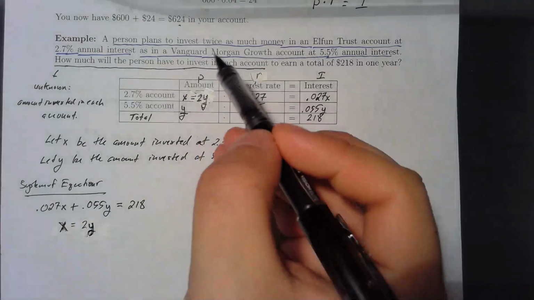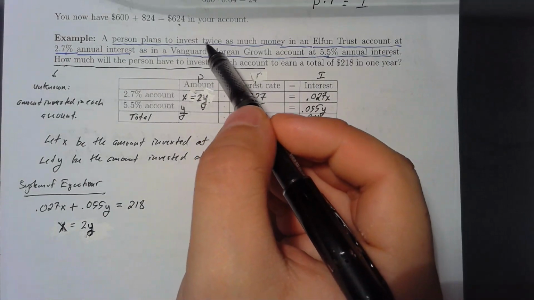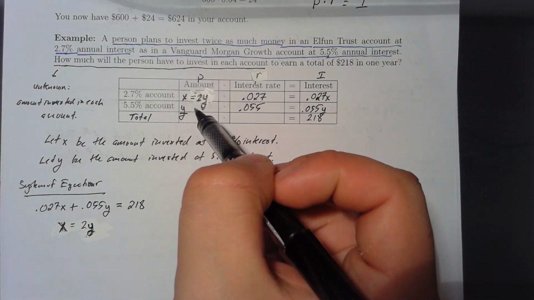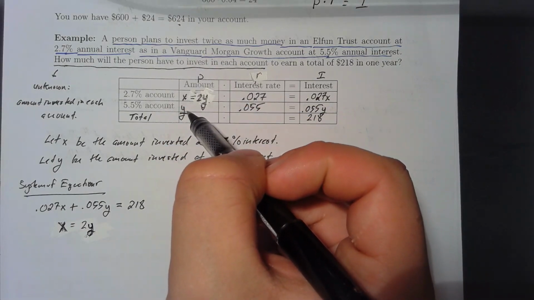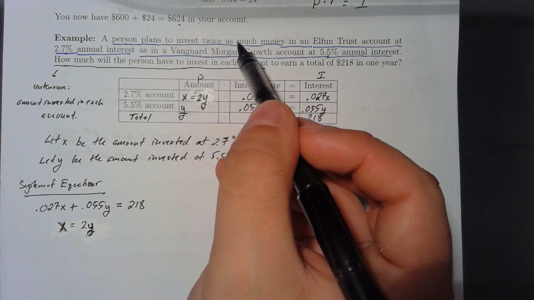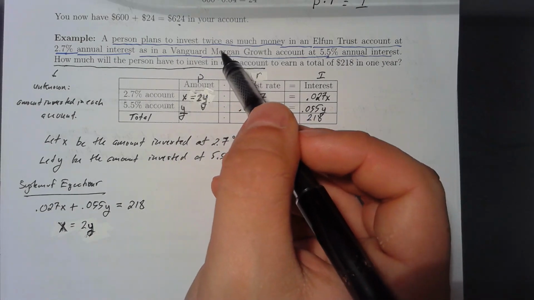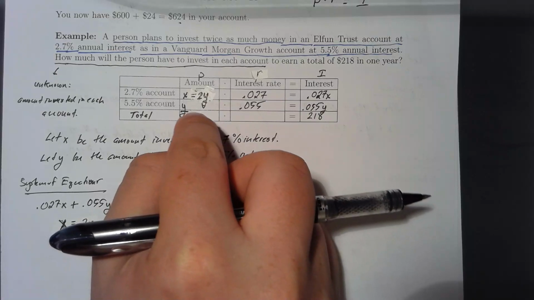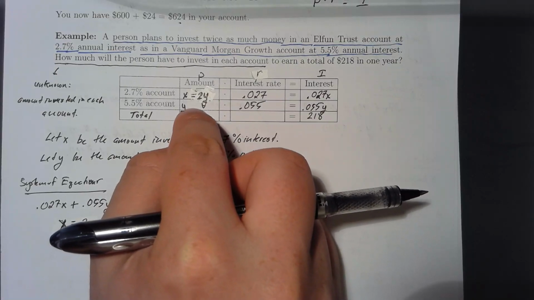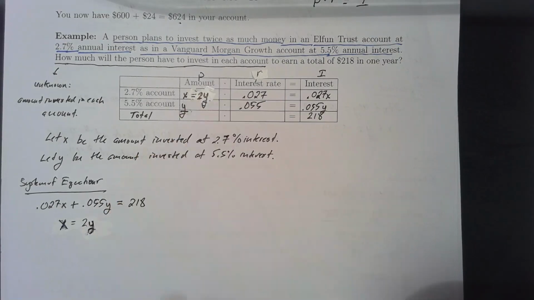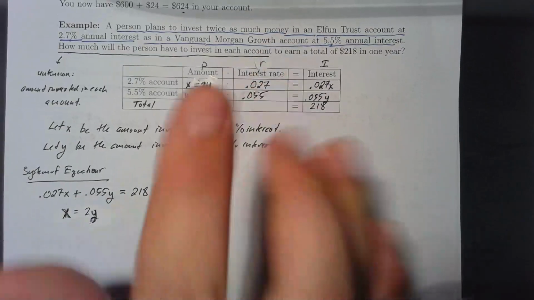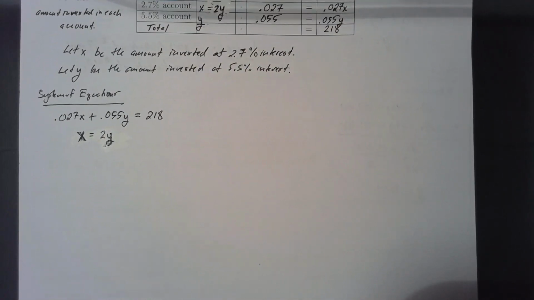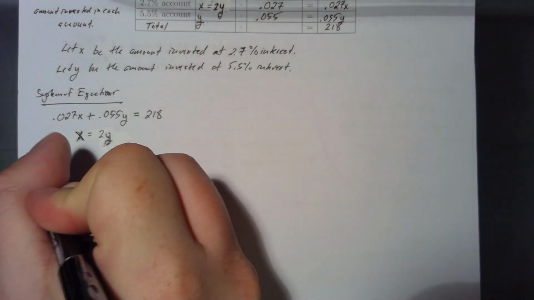You just got to read through the problem carefully and analyze it as carefully as possible. But if you think about it, I'm investing y amount at 5.5%. So I'm investing twice as much in this account as I did here. If I'm investing y here, twice as much of that money is going to be 2y. The wording up here got a little weird. Okay, let's solve this system.